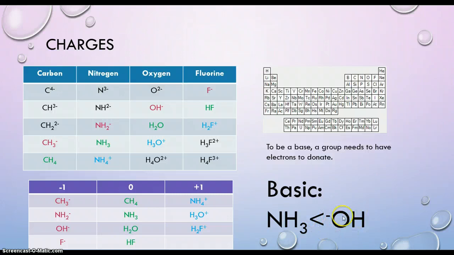So now if we look at NH3 compared to OH minus, we see that the OH minus is more basic than the NH3 because it has that negative charge, right? When you're comparing things that all have the same charge, it's up and to the left. But when you're comparing things with different charges, it's about which is more negative.